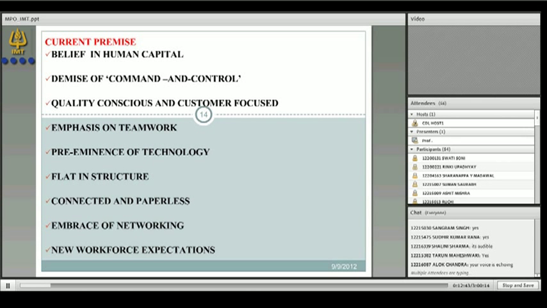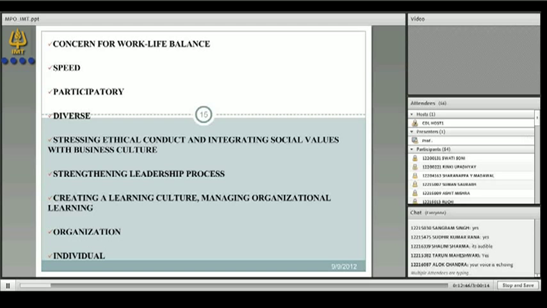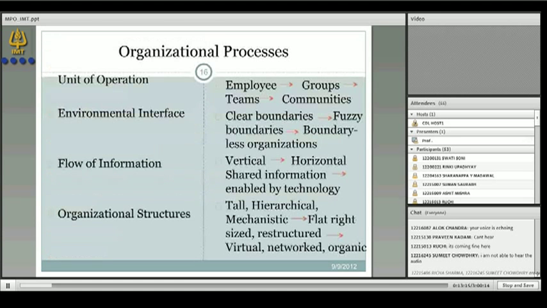There are new workforce expectations, concern for work-life balance, speed, participatory management, diverse cultures, stressing ethical conduct and integrating social values with business culture, strengthening of leadership process, creating a learning culture, managing organization learning. Organization per se and individual also become very important because these are brands which the individuals would like to serve in the future.